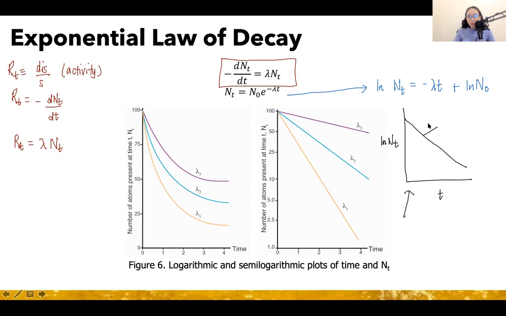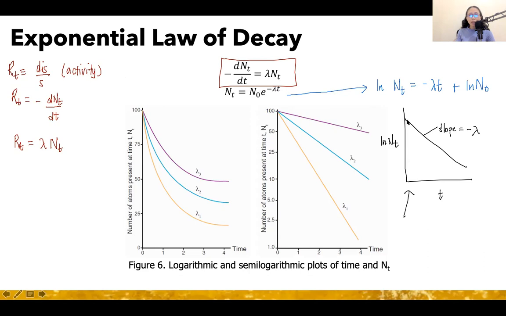And your decay constant or lambda is equal to the slope of this decreasing line. Okay, the slope is equal to negative lambda. And since the value of the slope will be negative, the negative signs cancel out and you will get a positive lambda. So always remember your lambda values are positive because they define probability. So you don't have negative probability values.